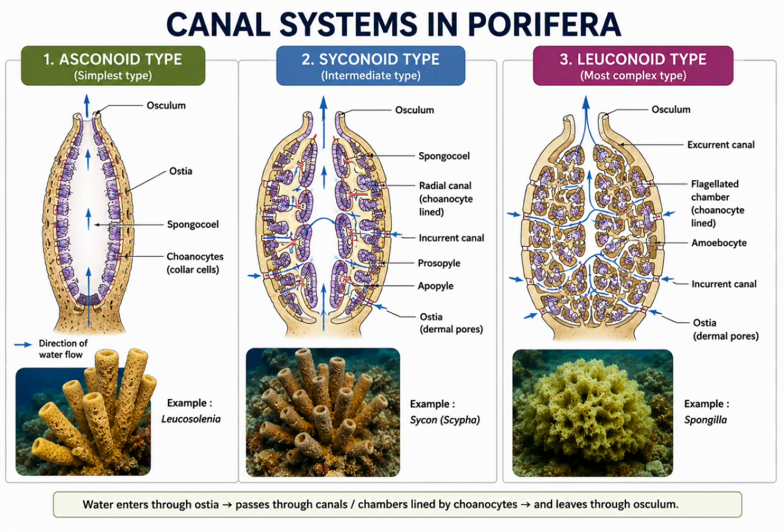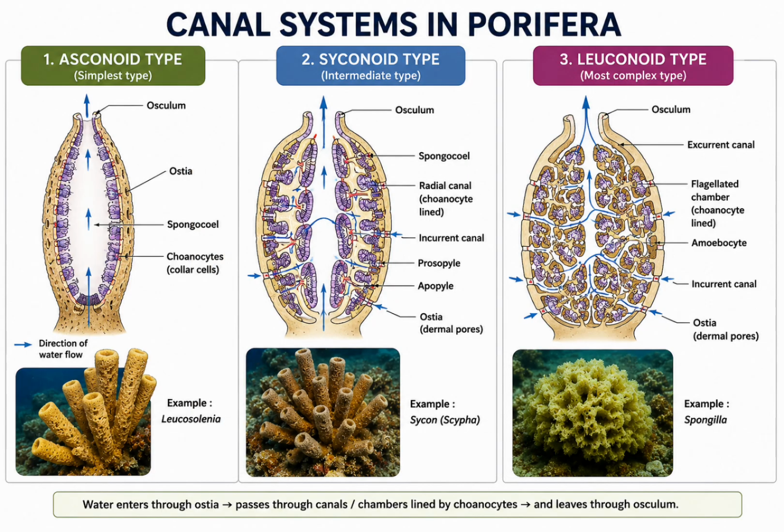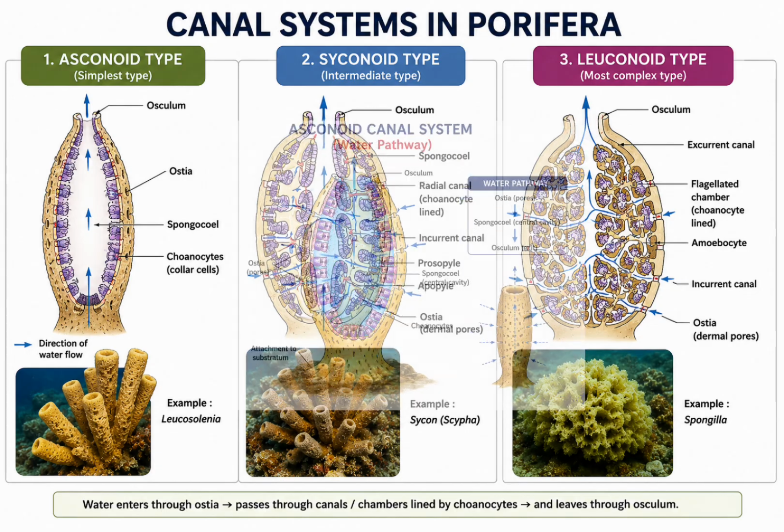Now coming to the most important part of today's class and also from your exam point of view, and that is the canal system, a peculiar characteristic of Porifera. See, if the sponge is sessile and has no mouth, how does food and oxygen reach its cells? The answer will be through the water current. The canal system is essential for nutrition, respiration, excretion and reproduction. Now we will discuss the 3 types of canal system. First one is the asconoid.